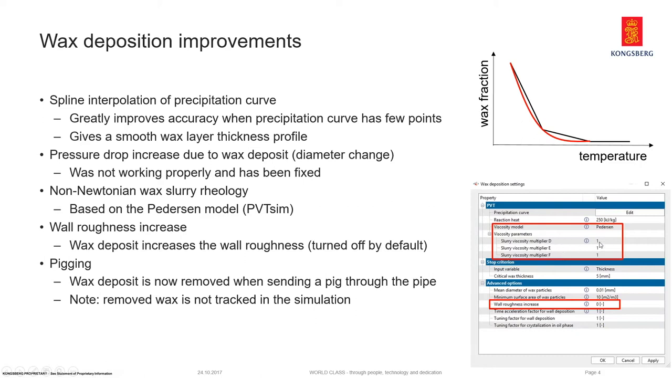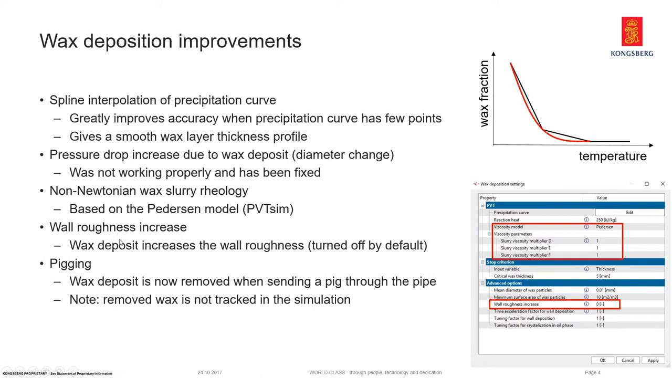So if it's set to 1, like in this case, then basically you're using the standard Pedersen model. But depending on the oil that you're using, they can be a little bit different from 1. But it should be in the order of magnitude of 1 at least, these values.